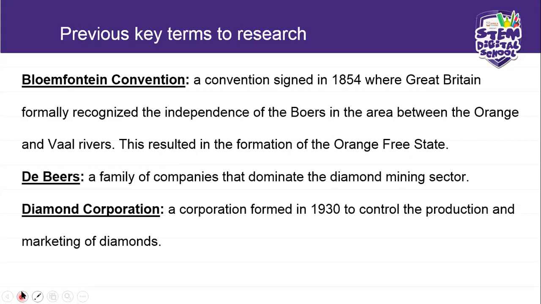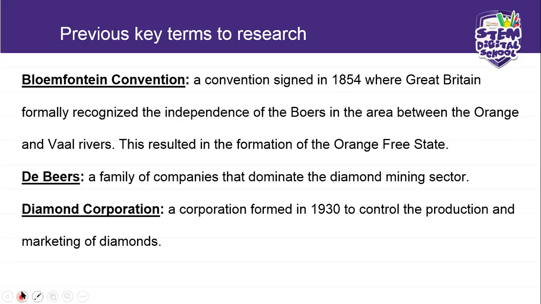Okay, and then I gave you key terms to research. Number one, Bloemfontein Convention. It was a convention signed in 1854 where Great Britain formally recognized the independence of the Boers in the area between the Orange and Vaal rivers. This resulted in the formation of the Orange Free State.